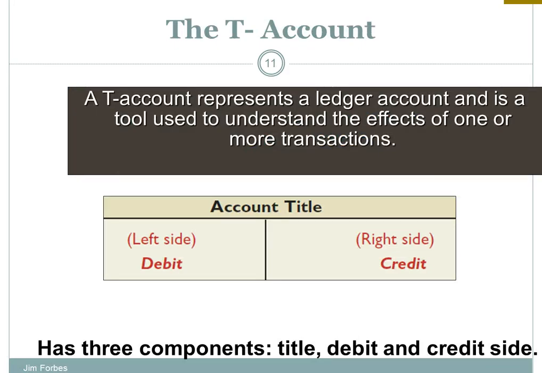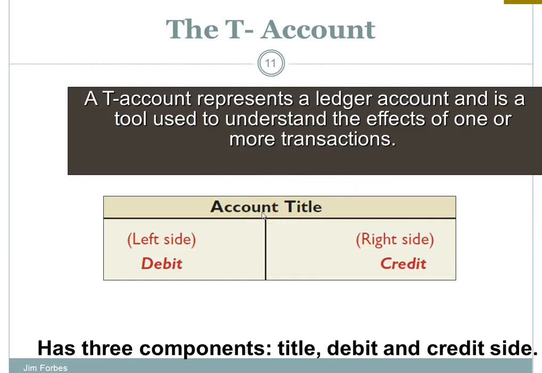This slide is important to understand. This is the basis of your ledger account, and this is known as the T account. There's three components. Actually, I think there's four, but the book only describes three at this point in time. And the first is the account title, i.e. the name of this account.